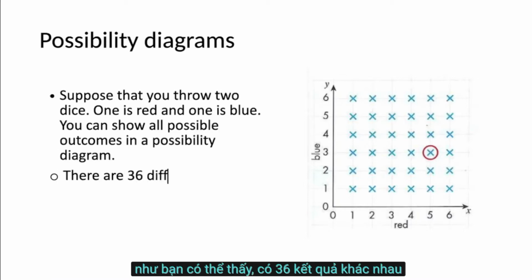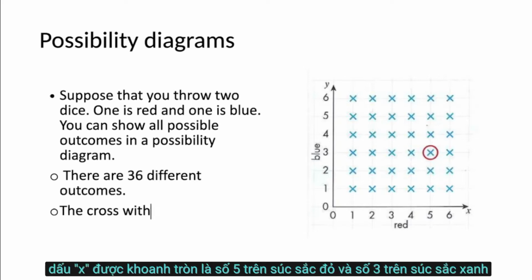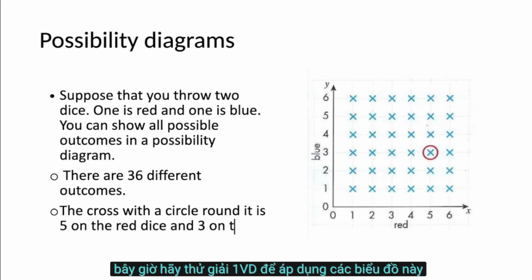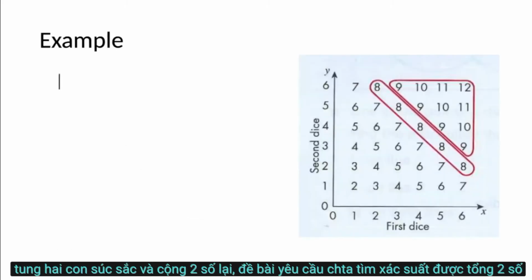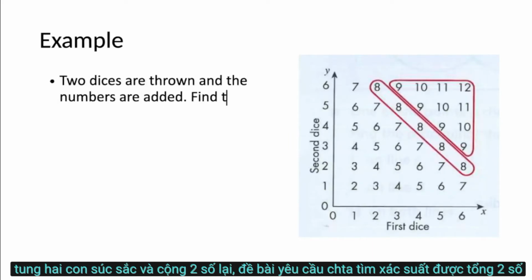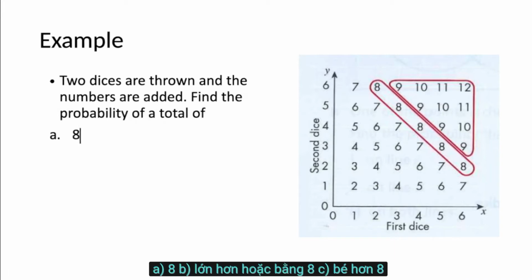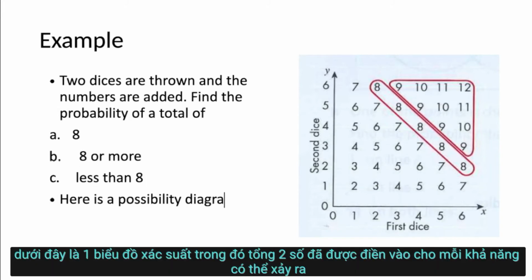As you can see, there are 36 different outcomes. The cross with a circle around it is 5 on the red dice and 3 on the blue dice. Now let's solve an example to practice using these diagrams. Two dice are thrown and the numbers are added, and the question asks us to find the probability of a total of A, 8; B, 8 or more; and C, less than 8.